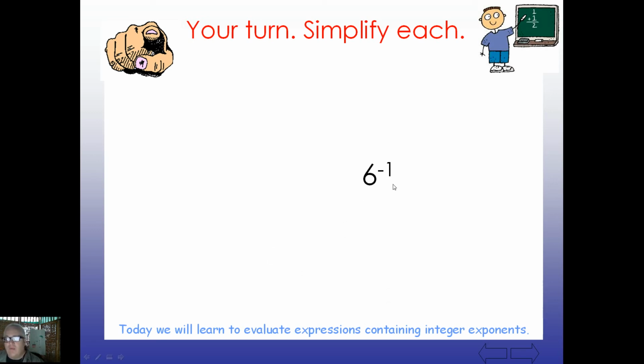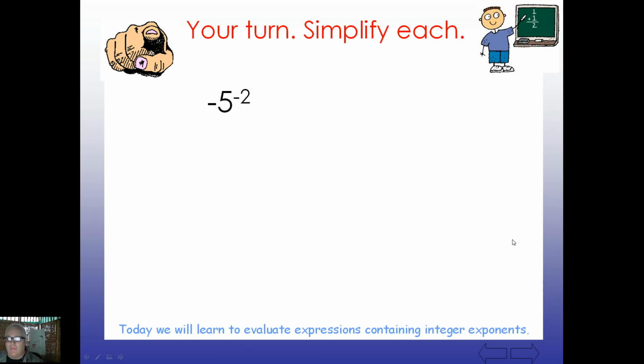How about this? 6 to the negative 1. Negative sign. Let's ignore that for a second. What's 6 to the first? 6. But because the exponent is negative, let's go ahead and write your answer as a reciprocal. Instead of 6, it's 1 over 6. 6 to the negative 2. We'll follow the same reasoning there. 6 squared is 36, so your answer should be 1 over 36.